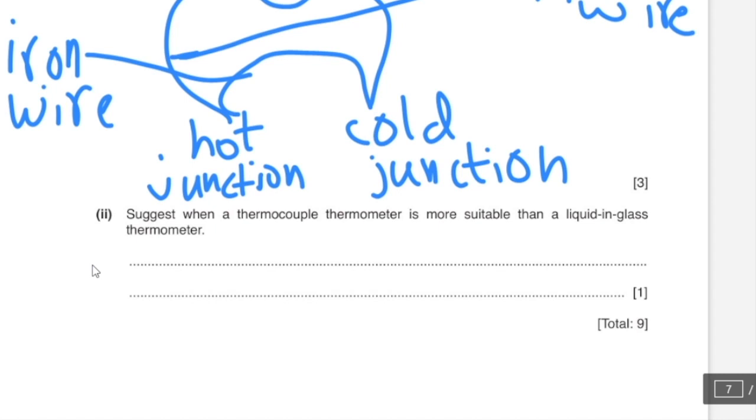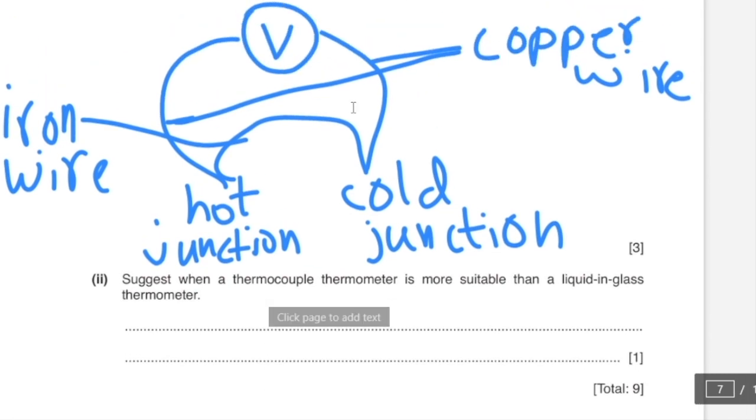Suggest when a thermocouple thermometer is more suitable than a liquid in glass thermometer. Then we have a higher range, because this is quite suitable for high ranges of temperature.